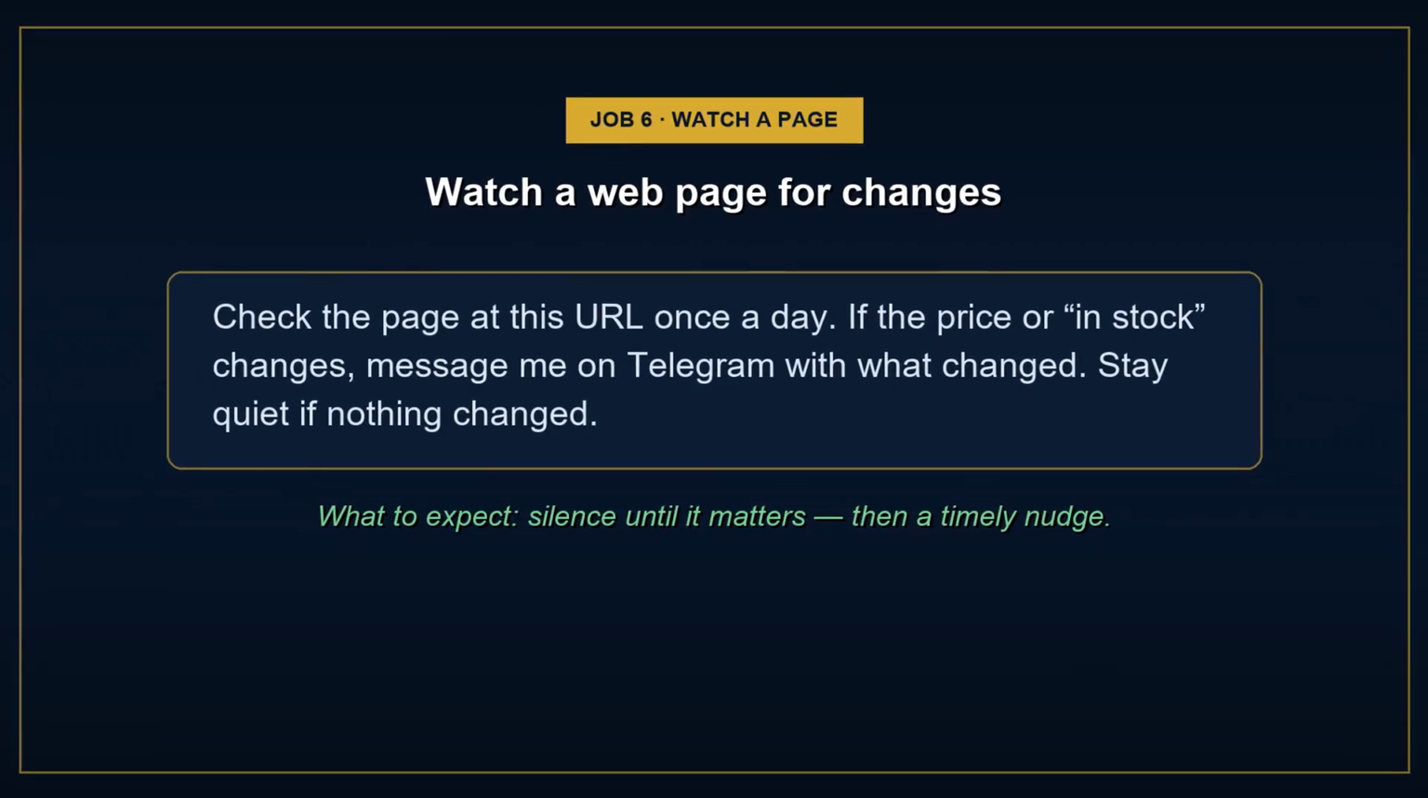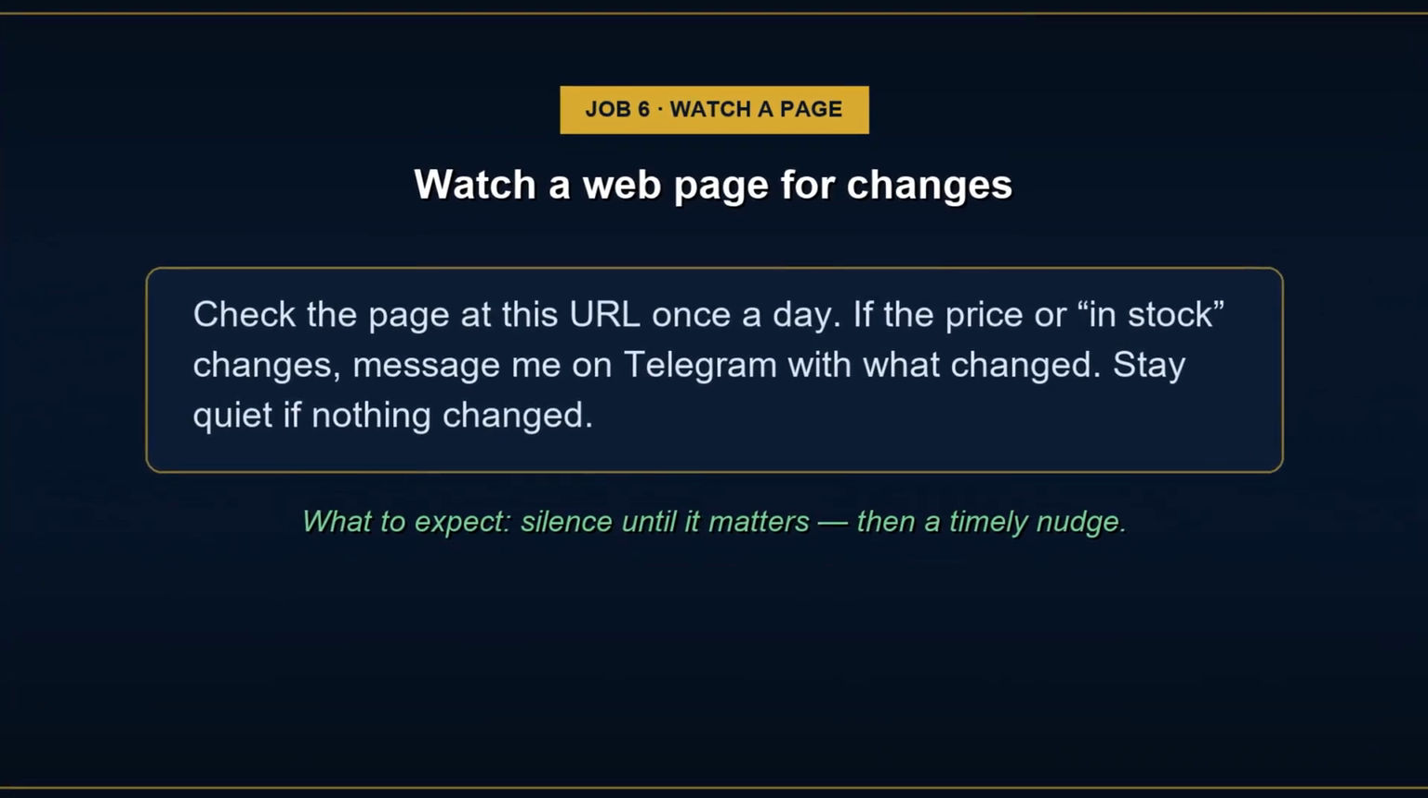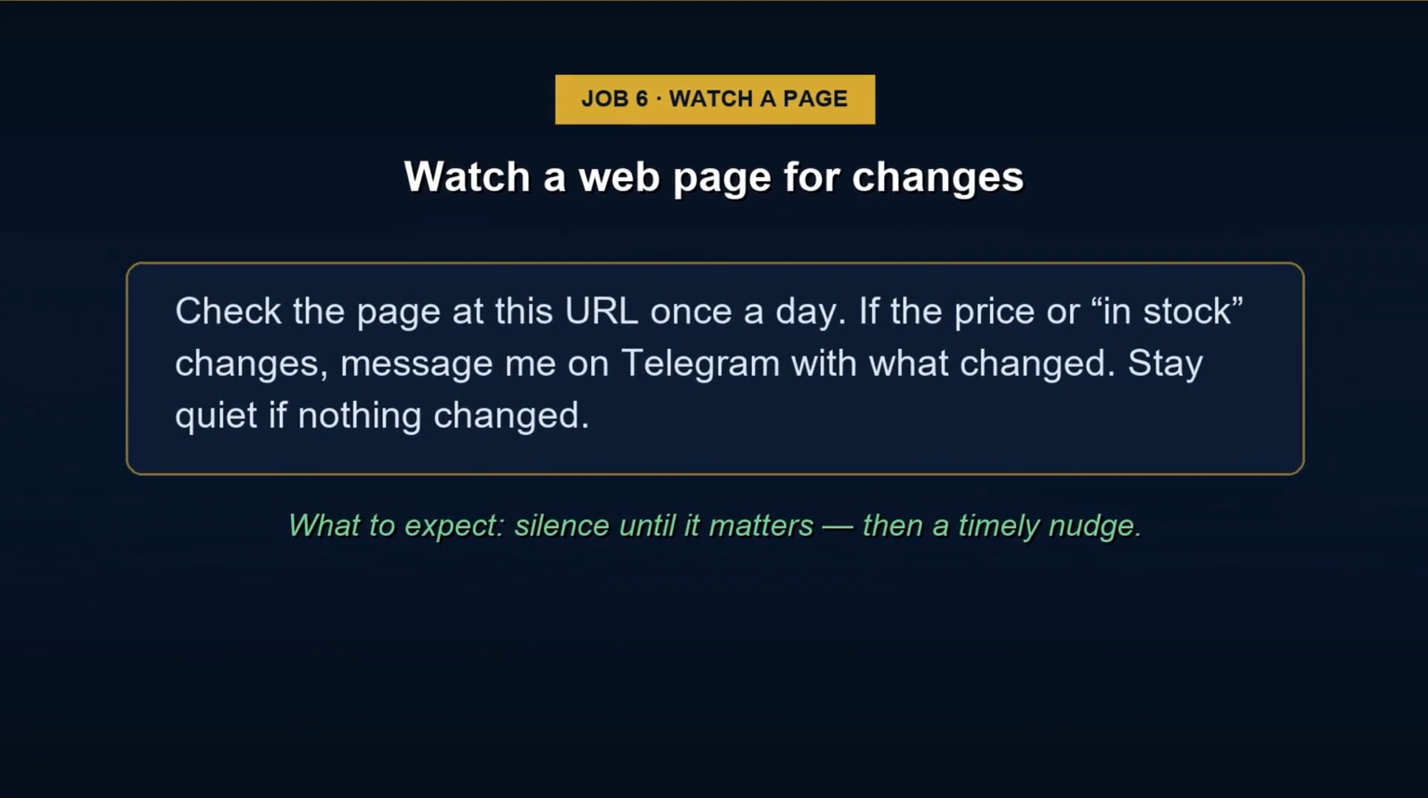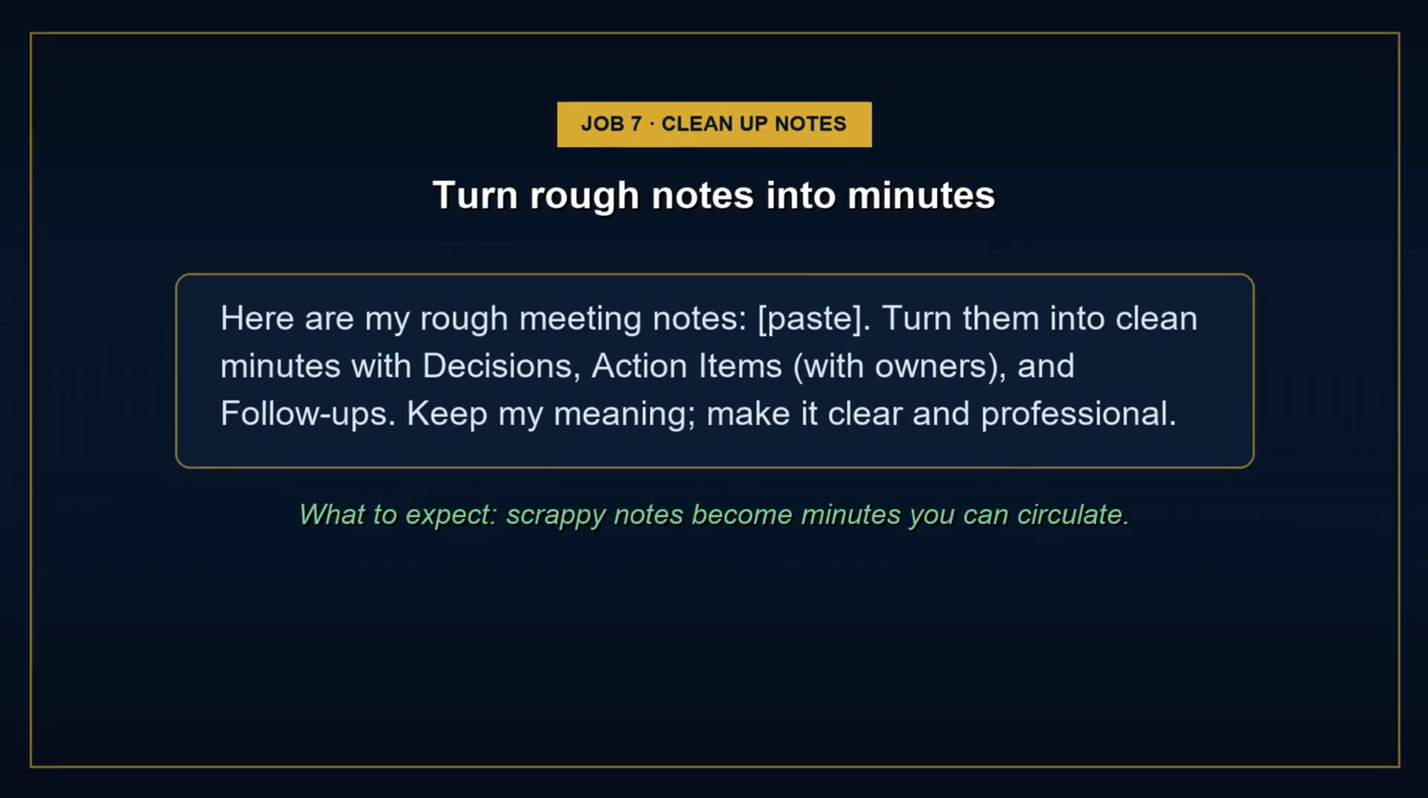Job 6. Watch a web page and tell me when it changes. Ask, check the page at this URL once a day. If the price or in-stock status changes, message me on Telegram with what changed. Stay quiet if nothing changed. What to expect? Silence until it matters. Then a timely nudge.